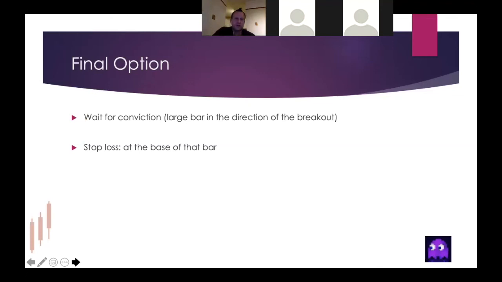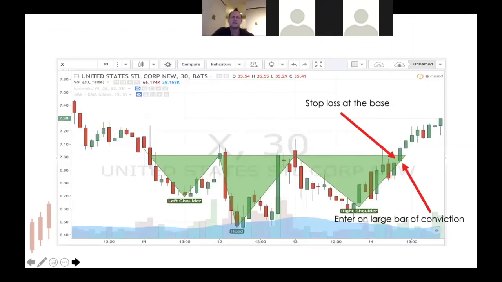Final option, wait for conviction. A large bar in the direction of the breakout, and the stop loss is at the base of that bar. This is getting into how you would actually trade this. I see this fairly big green bar. It's not as big as I would like it to be, but it's good for this example. And you see that we enter on this large bar.